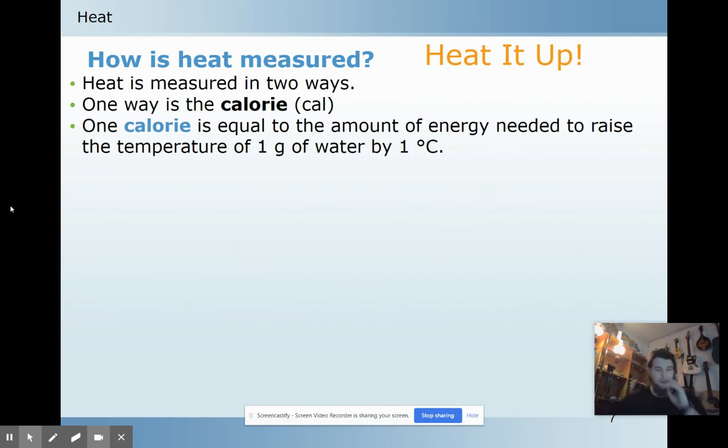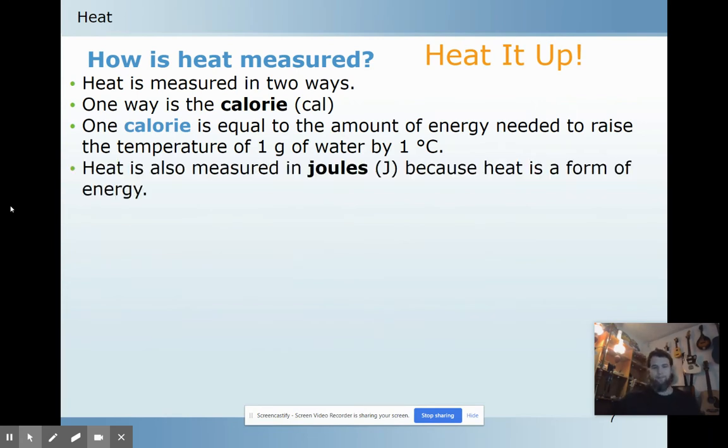We see that on the back of food labels, but it is a measurement of heat. So a calorie is equal to the amount of energy that it takes to raise the temperature of 1 gram of water by 1 degree Celsius. It's kind of a neat thing to learn, right?